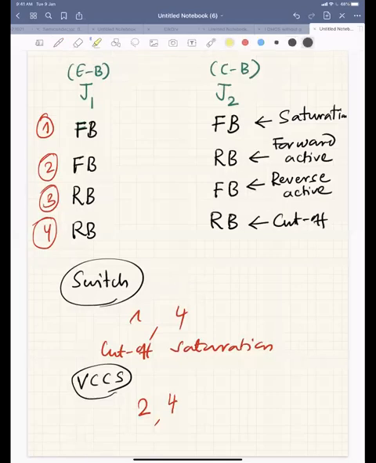And this reverse active mode is not very popular, because your emitter base junction is reverse biased and the collector base junction is forward biased. This mode is never used. So reverse active you don't use, but the other three are very commonly used modes: both the junctions forward biased, emitter base junction forward biased and collector base junction reverse biased, or both the junctions reverse biased.